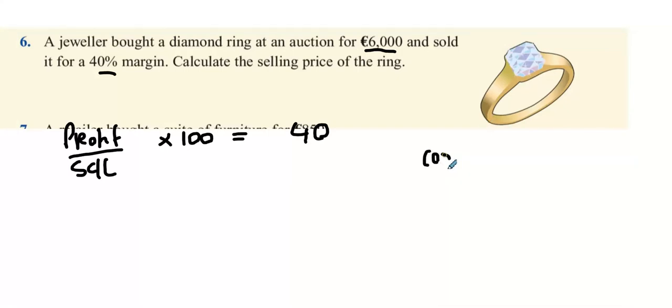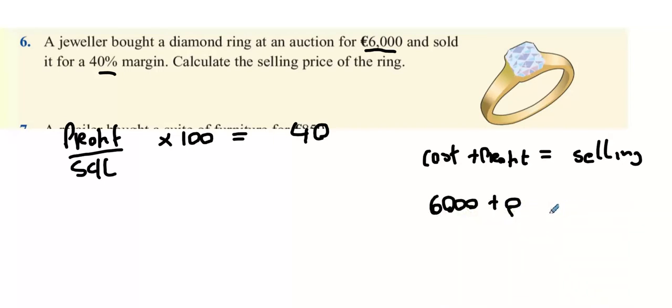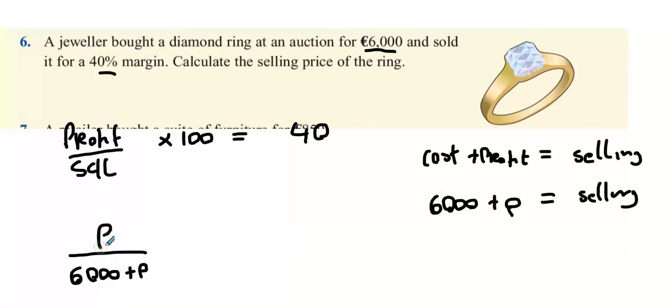Cost price plus your profit equals your selling price. So 6,000 plus P equals selling price, where P is your profit. Okay, so your selling price is 6,000 plus P. Your profit is P. You multiply that by 100 and your answer is 40.